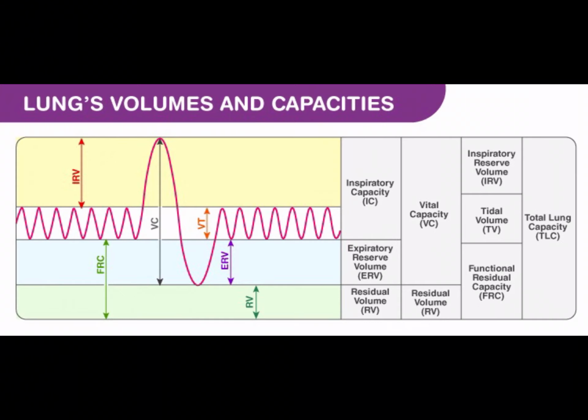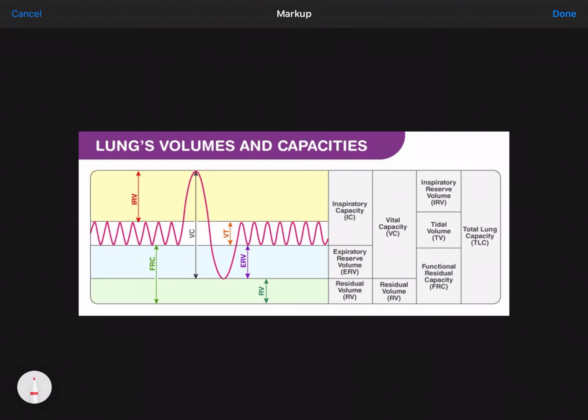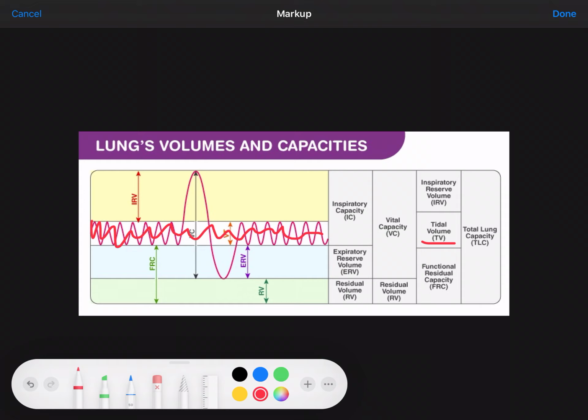The first thing we look at is the middle area here called our tidal volume. And our tidal volume is this little itty tiny area right here. I'm just going to underline it. It's this middle area right here, and this is the air that we're breathing while we're at rest. This is the air that we're breathing in while we're sitting in class. This is the air that we're breathing in if we're watching a movie.